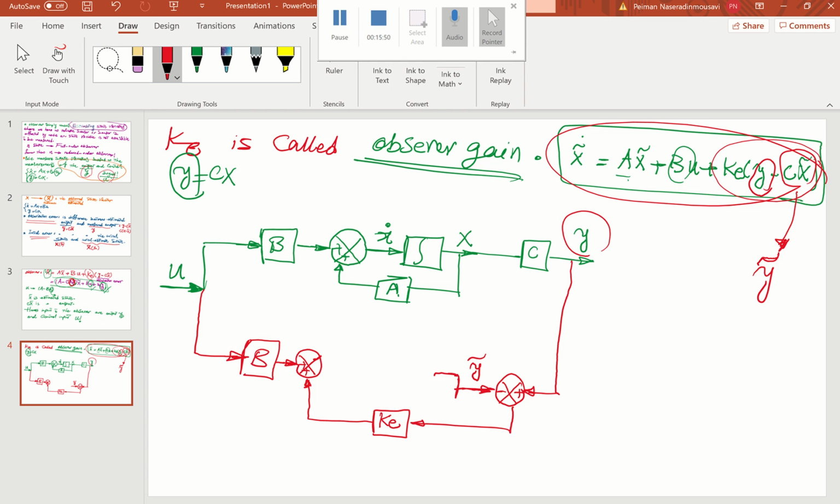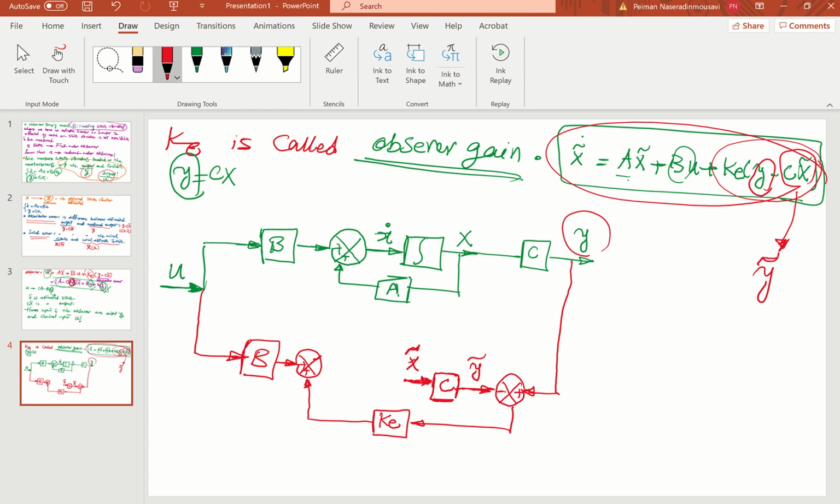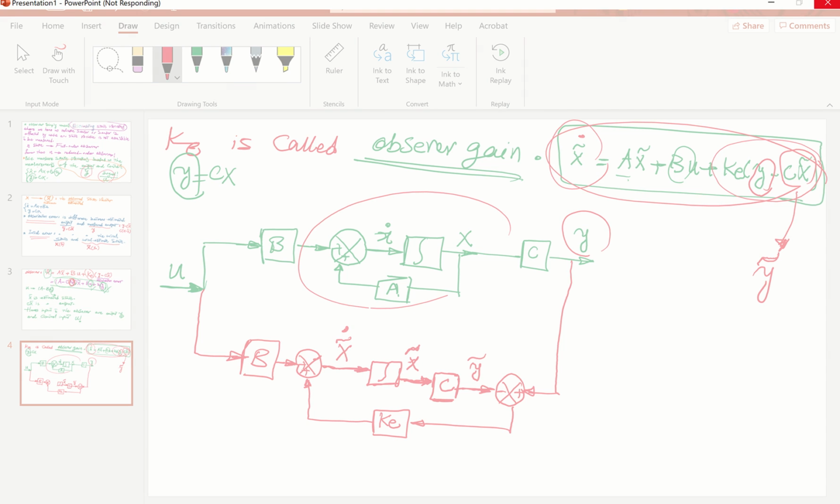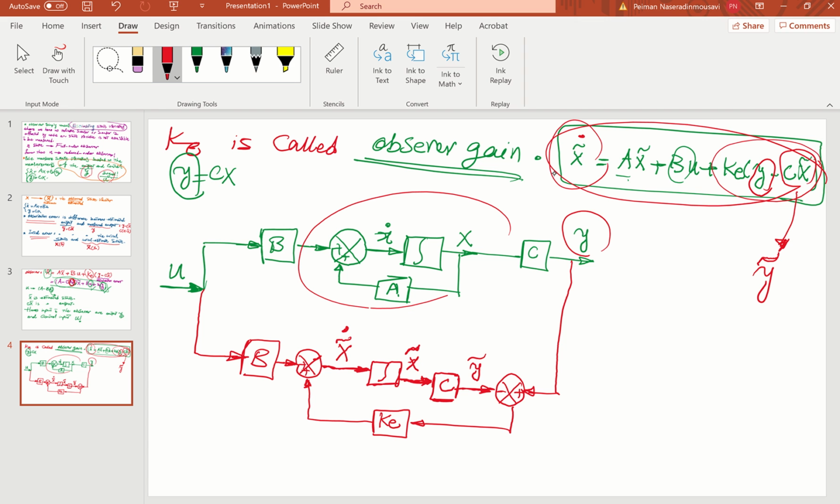So y hat is what? As I said, it is Cx. So here is C, and here you have x hat, the estimated state. Cx is y hat. Y hat minus y is multiplied by KE. So we got until this point. Understand? But obviously we have x hat dot, so we need the integrator here. Here is the integrator, and now goes this. So this is x hat dot, as you see here, x hat dot is BU plus Ax.